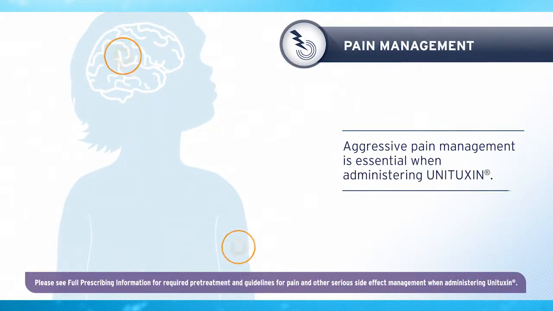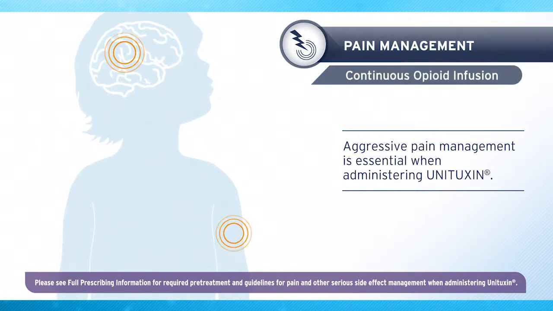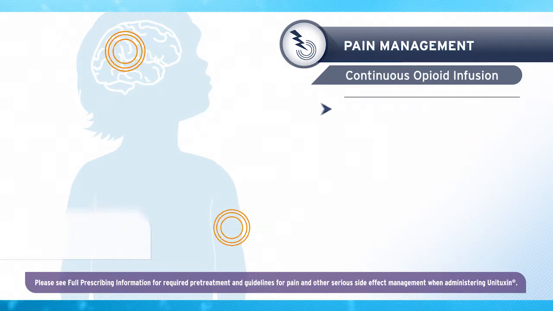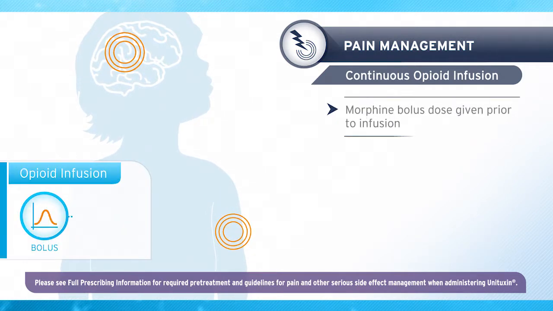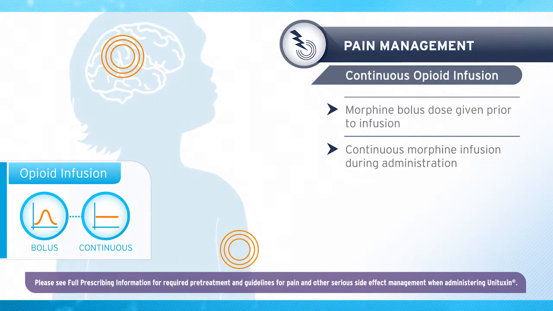Therefore, aggressive pain management is essential when administering Unituxin, and a continuous opioid infusion is required. Immediately prior to initiating the Unituxin infusion, a morphine bolus dose is given, followed by a continuous morphine infusion during the administration of Unituxin.